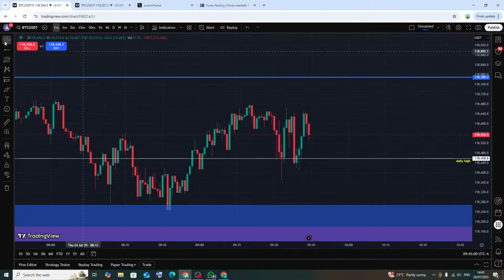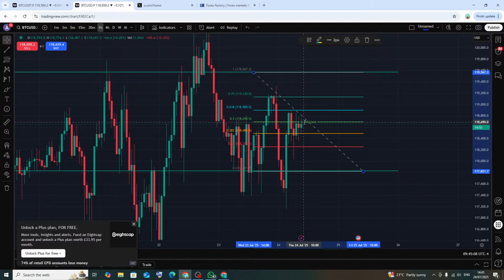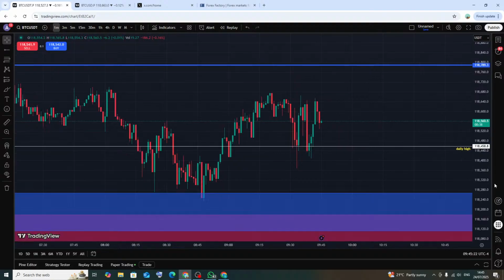And we have to keep in mind this is the 50% of the overall time fair value gap as well, where we are trading right now. This level, 118,700, approximately this range. And maybe the market is showing rejection from that area as well.